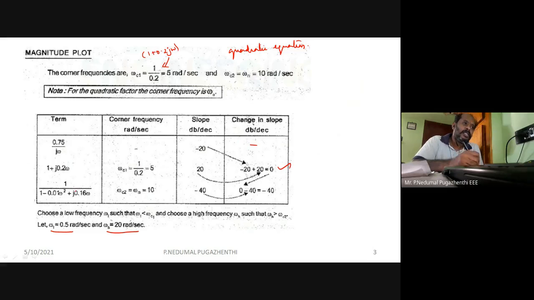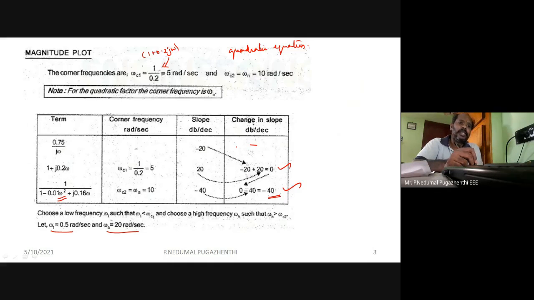Then you choose the third term, which is the quadratic function, 1 by that quadratic equation, and we know that the corner frequency is 10 radians per second. Since the highest power of omega is 2 and it is in the denominator, you will get a minus 40 there. Previously it is 0, now it is minus 40, so the change in slope is going to be minus 40.